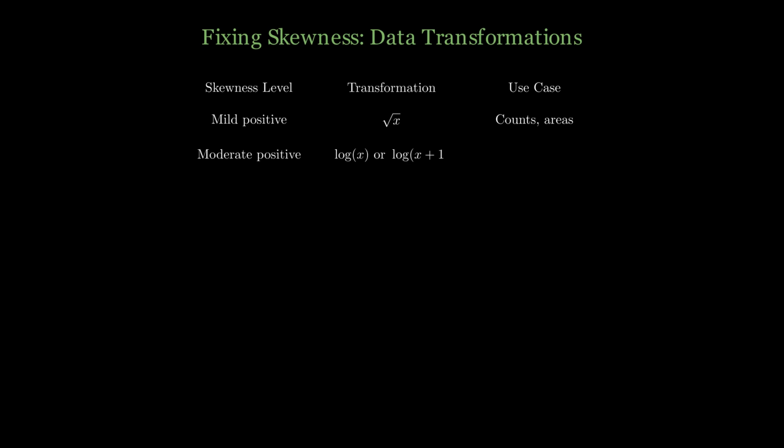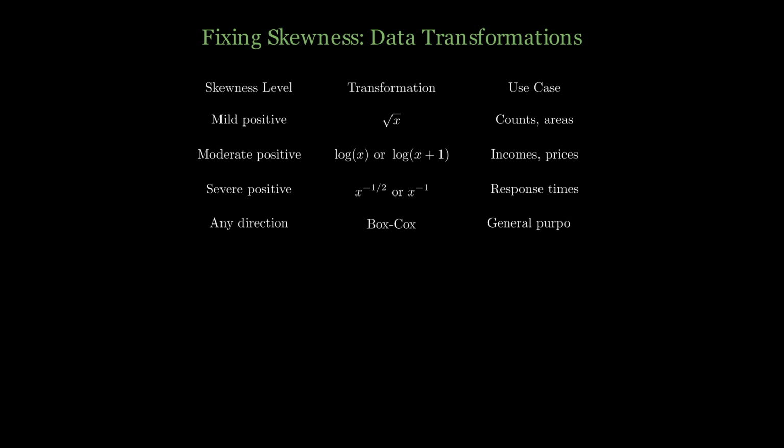When your data is too skewed for your model's assumptions, transformations are the solution. For mild positive skew, a square root transformation gently compresses the right tail. For moderate positive skew, like income data, the logarithm transformation is the workhorse. If your data has zeros, use log of x plus 1 to avoid undefined values. For severe positive skew, inverse or inverse square root transformations can be powerful.